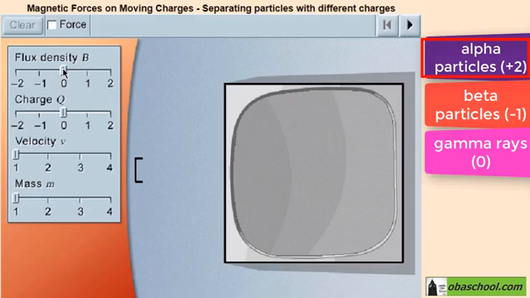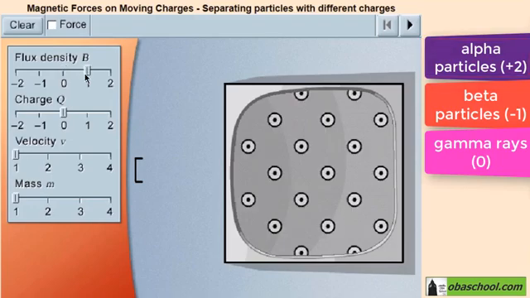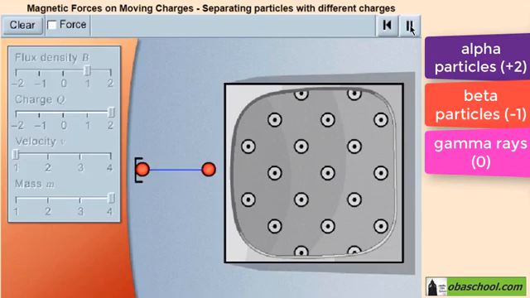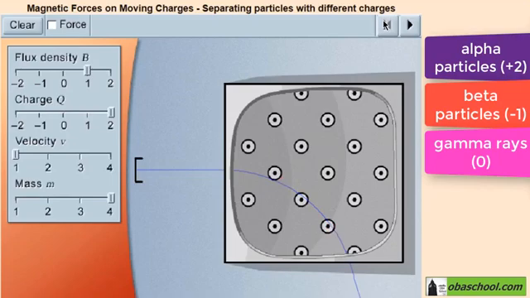We're going to apply a magnetic field of 1. They are positively charged with 2 units and they are relatively large. So we're going to move the mass slider to the highest point of 4. And now let's click play in order to see how the alpha particles will be projected. Stop and reset.